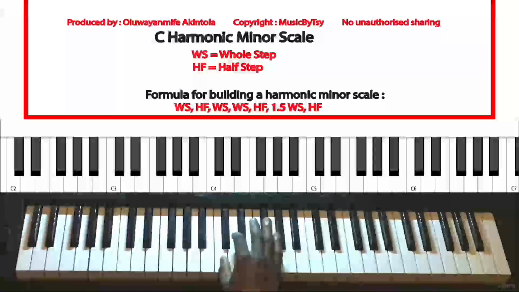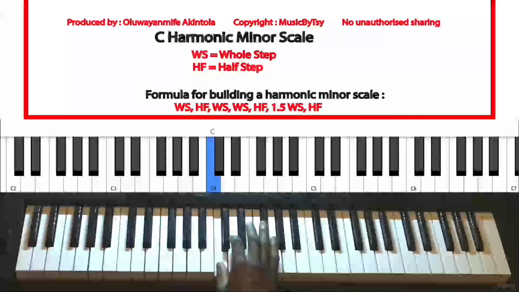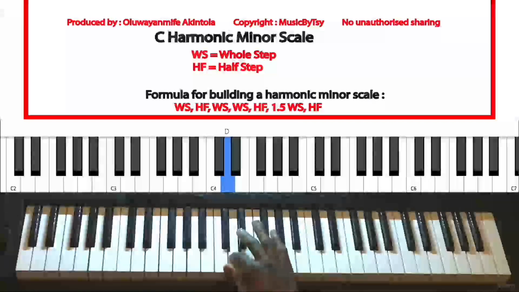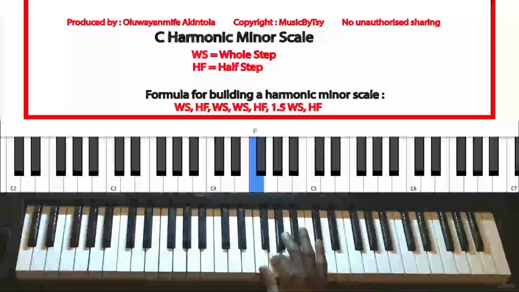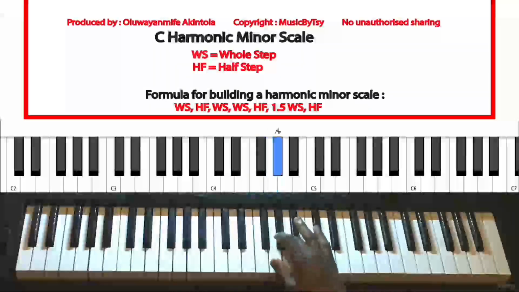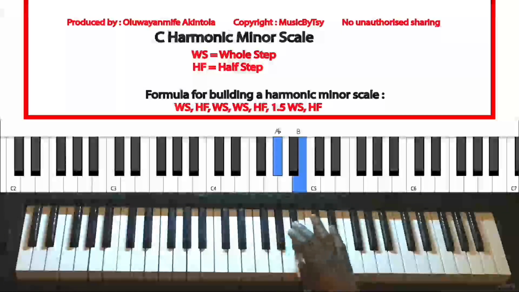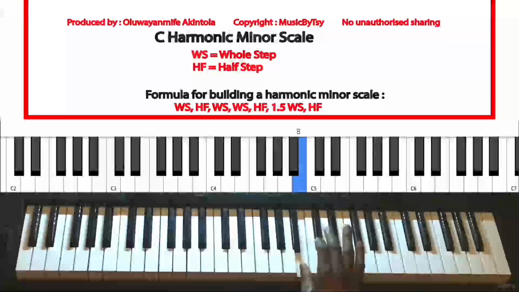So let's construct the C harmonic minor scale for the key of C using the formula. Starting from the key of C, the formula goes like this. We're going to take a whole step, then a half step, then a whole step, then a whole step, then a half step, and then 1.5 steps. That means skipping two keys. So we're going to skip the key of A and the key of B flat, and we're going to land on the key of B, and then we're going to take a half step.